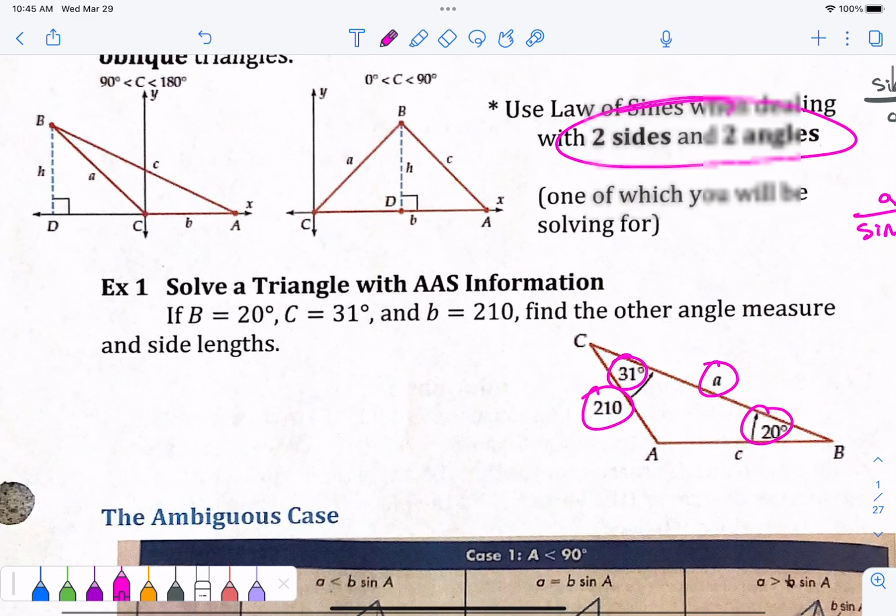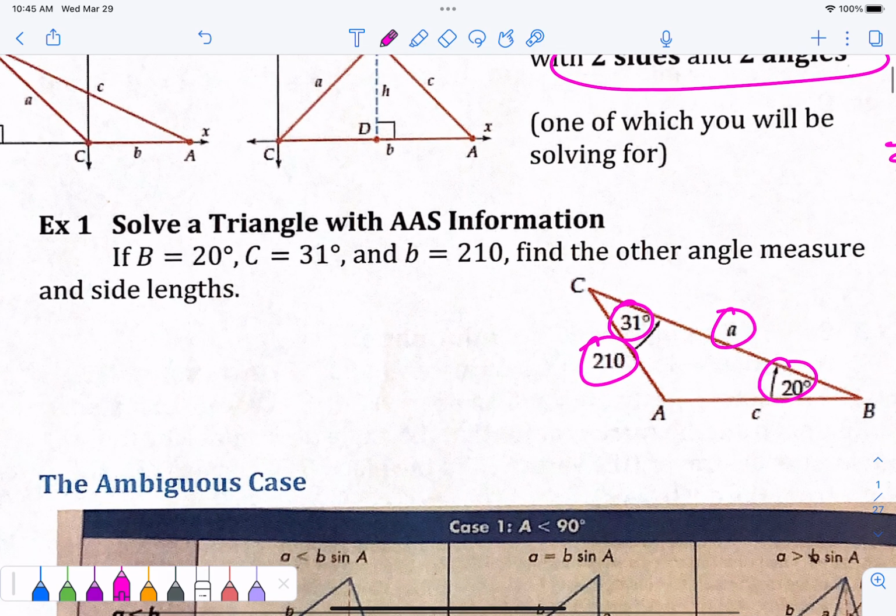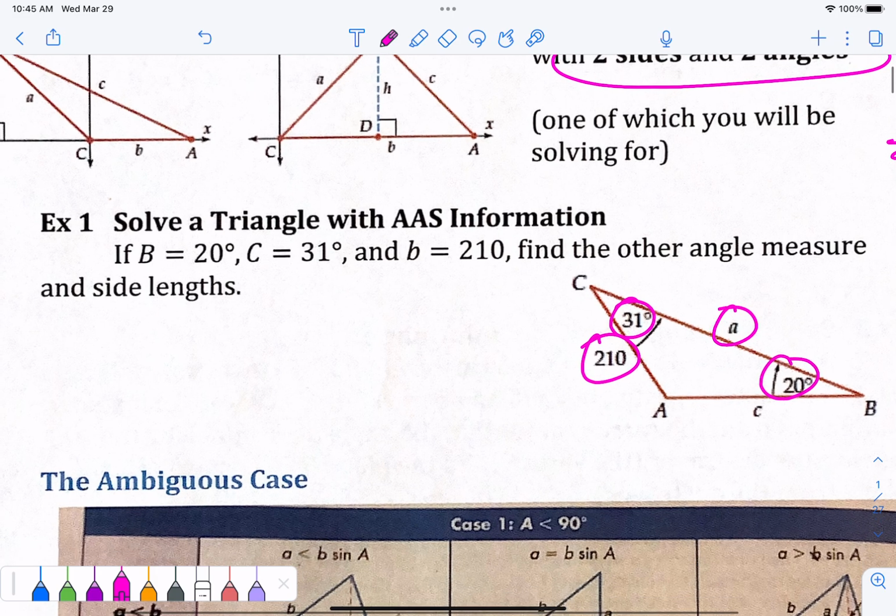So this one's going to be the law of sines. We're going to solve for this one right here. It says find the other angle measures and side lengths. A lot of times they'll say solve the triangle. That means find everything that's not already there, okay? The strategy that I use is I just list out capital A, capital B, capital C, lowercase a, lowercase b, lowercase c, and then it's easier for me to see what I have and what I need, okay?